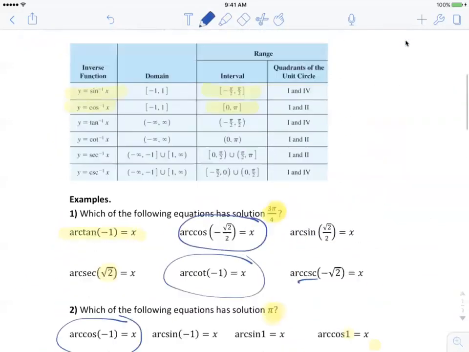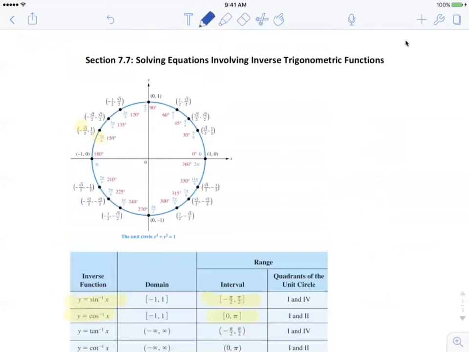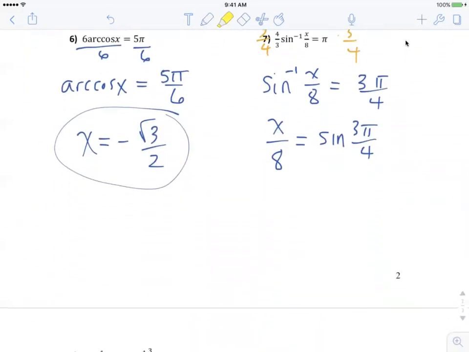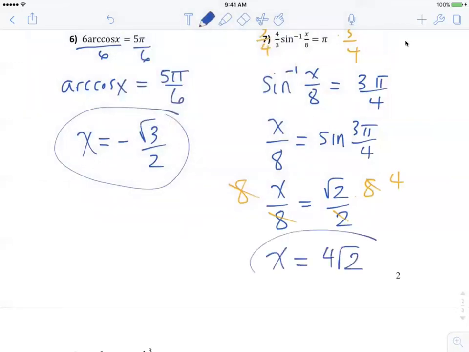What's the sine of 3 pi over 4? So 3 pi over 4, right there. The sine is the y coordinate. That's root 2 over 2. So I can replace all that with root 2 over 2. So I have x over 8 equals root 2 over 2. And then finally, to isolate the x, I'm going to multiply both sides by 8. Cancels there. 2 goes into 8 4 times. So final answer, x is going to equal 4 root 2. Okay, and then I'm done.